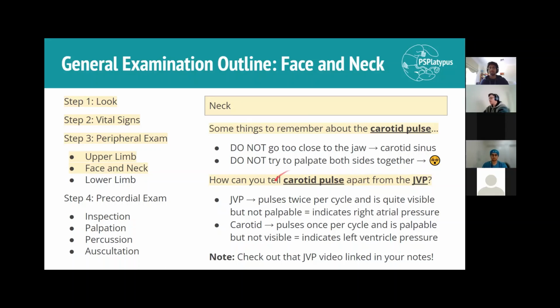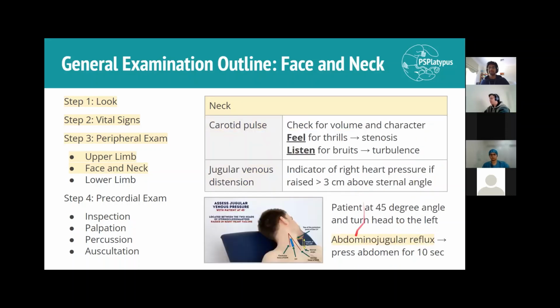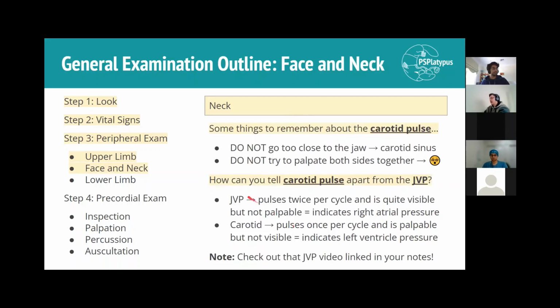With regards to the difference between the carotid pulse and the JVP, because they are basically located in the same sort of triangles of the neck, with the JVP, the important thing is that it pulses twice. I'm going to go into that in the next slide, so you don't need to check your notes for now. I'll go into the diagram what that looks like. It's a biphasic sort of pulse, so you'll see it flutter twice. But the cool thing is that although it's visible, you're not going to be able to palpate it.